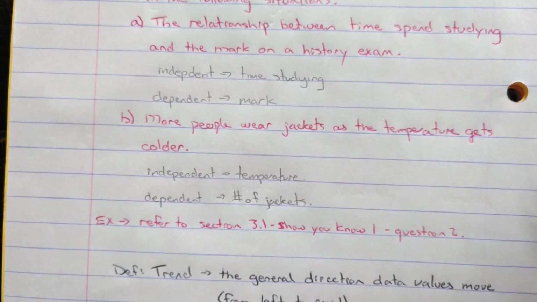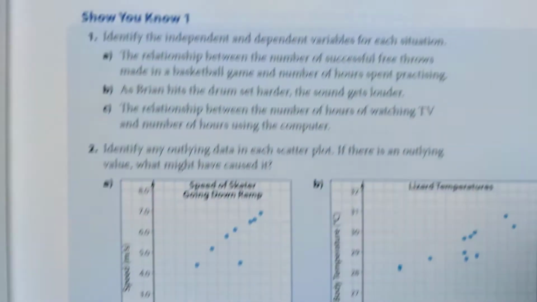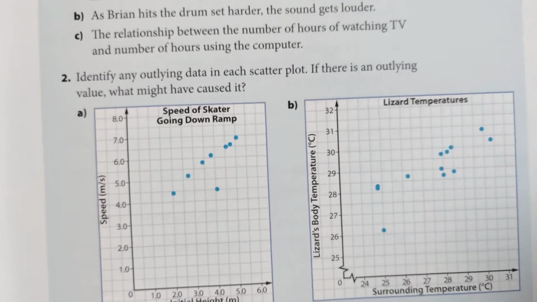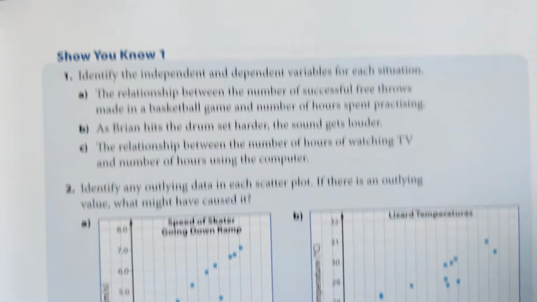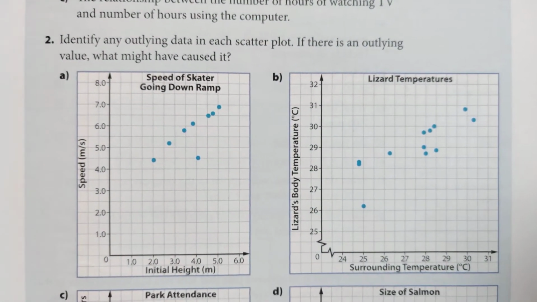And then there's an example in the textbook here that I'll switch over to. So I'm going to slide over. We had section 3.1, the Show You Know section. So here's the Show You Know section for 3.1. You see the Show You Know up here. So we're looking at number 2.